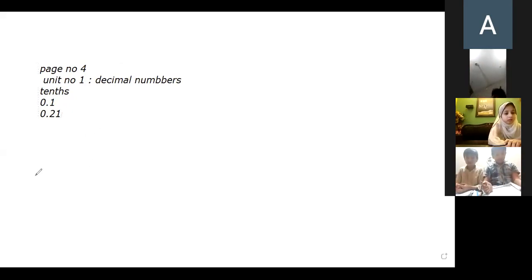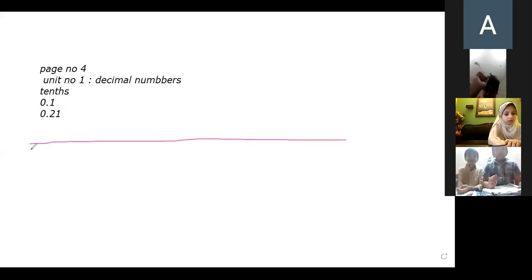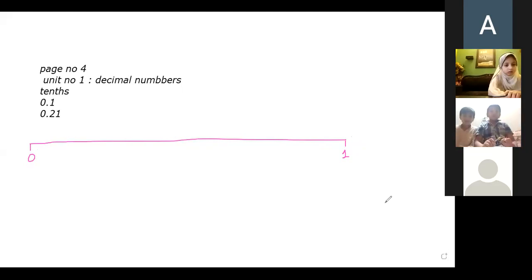So in the last lesson, we learned about a number line that was starting from 0 till 1. From 0 to 1, there are 10 equal parts between them. If I divide this from 0 to 1 into 10 equal parts, then we can find our 10th value.